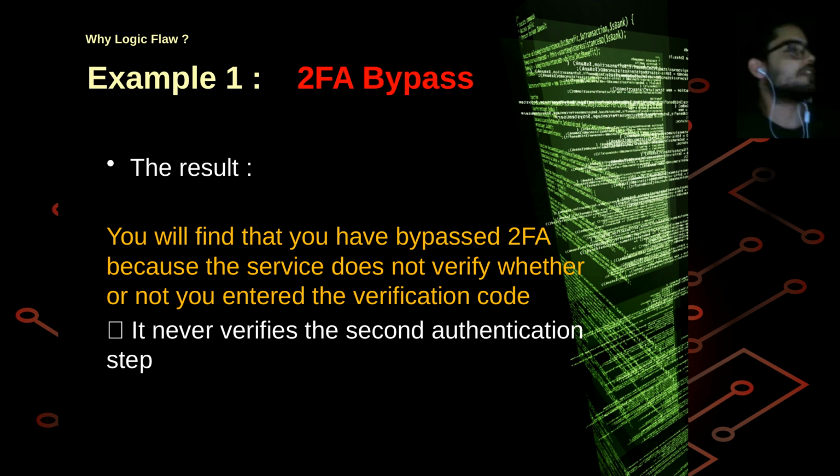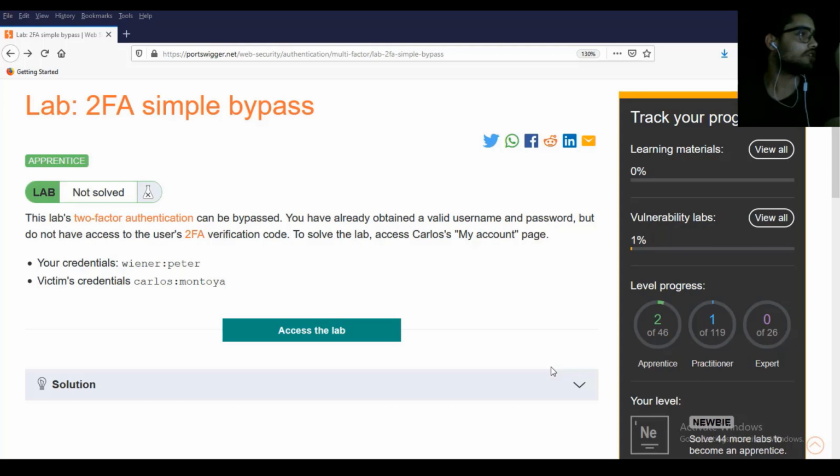So, we have a lab. As you can see, this is a lab about two-factor authentication bypass. This lab's two-factor authentication can be bypassed. We have already covered something about this, but we don't have access to it for this process. To solve the lab, access Carlos's account page. So we have the extension and the technique.